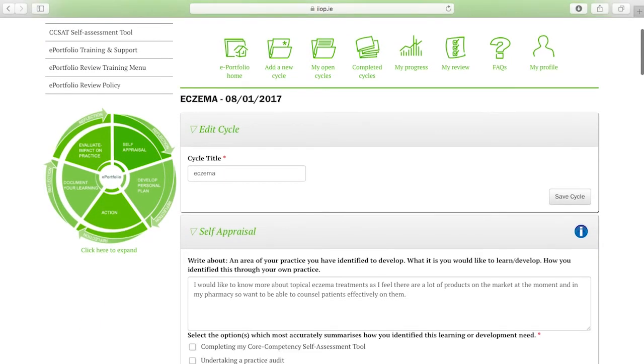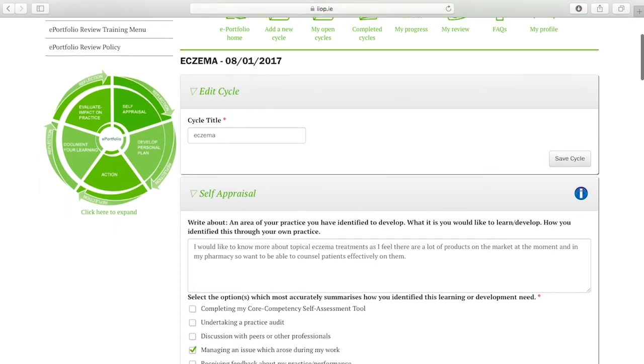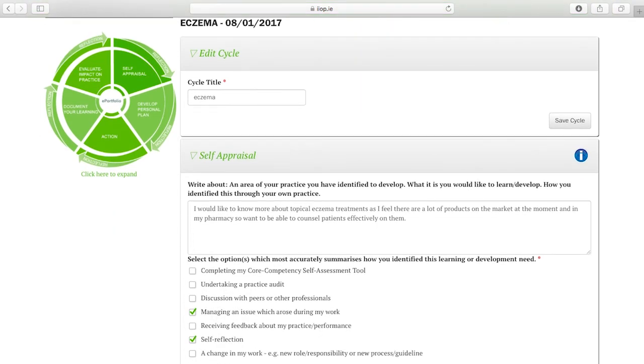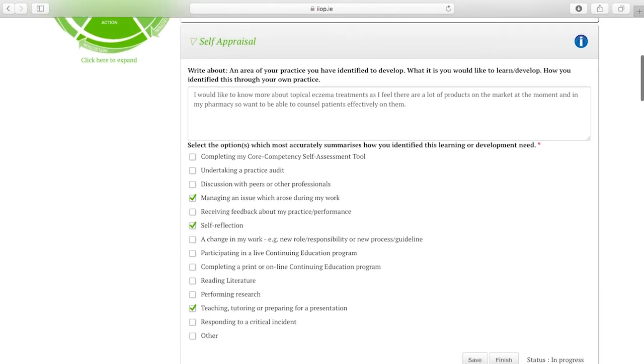So at the self-appraisal, basically I'd like to know more about topical eczema treatments, as I feel there are a lot of products on the market at the moment and in the pharmacy I work, so I want to be able to counsel patients effectively on them. So the option which most accurately summarises it is managing an issue which arose during my work, and also self-reflection.